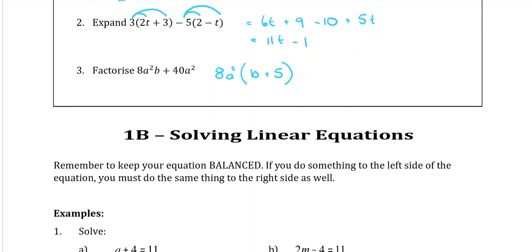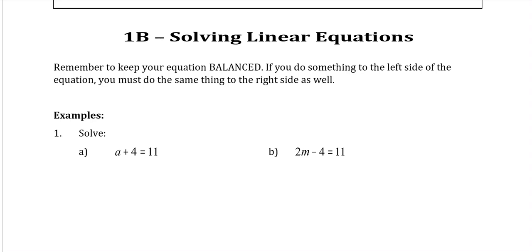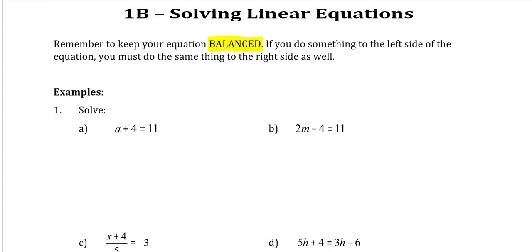All right, new work time. Solving linear equations. Remember that you need to keep your equations balanced, which means that if you do something to one side of the equation, you also have to do it to the other side. So this was doing the opposites. Add and subtract are opposites of each other, and multiply and divide are opposites of each other.